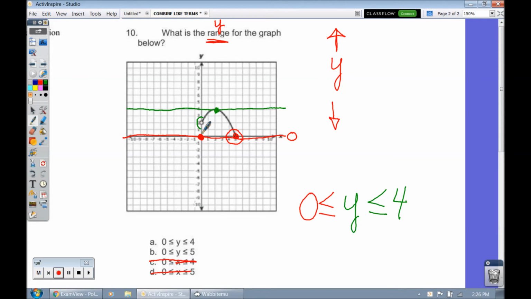Some people are going to say, oh, we need this open circle here. Actually, if I were to erase this, that open circle would only be if you were building a fence. And we're not building a fence because that would be how far on the x-axis you need to go. And it's not asking that, it's asking what's the range. So the range, it goes all the way down from 0 all the way up to 4. So your answer is A.